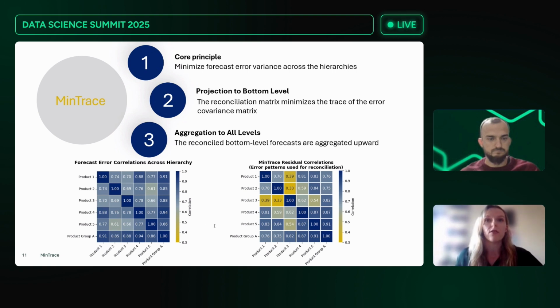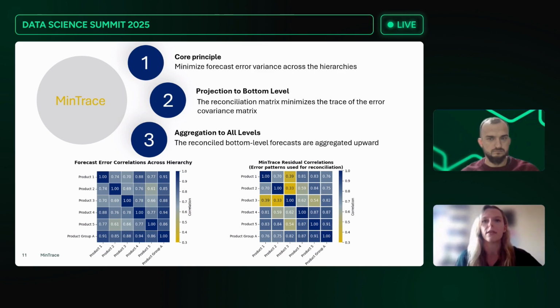Mean trace operates on matrices. The summing matrix, which defines the hierarchical structure and maps bottom-level forecasts to all hierarchical levels. And the base forecasts vector, which contains all initial independent forecasts from all levels. This method calculates the reconciliation matrix that minimizes the trace of the forecast error covariance matrix. The reconciliation process works as follows.